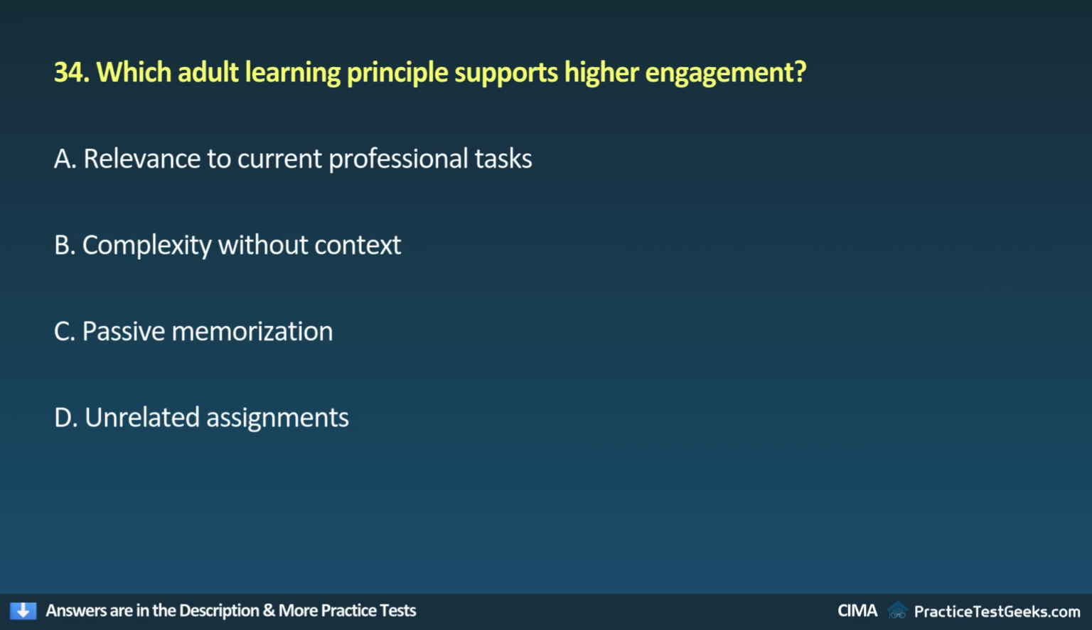34. Which adult learning principle supports higher engagement? A. Relevance to current professional tasks. B. Complexity without context. C. Passive memorization. D. Unrelated assignments.